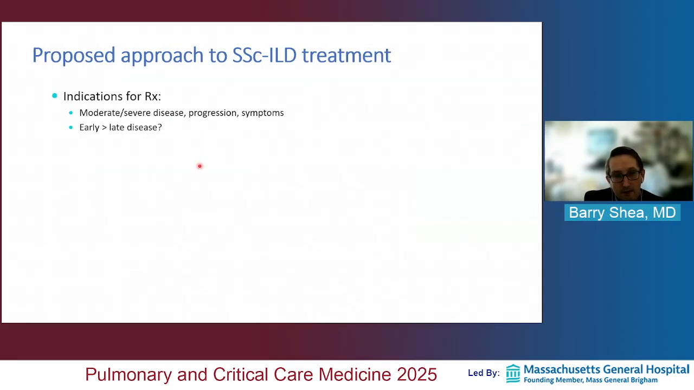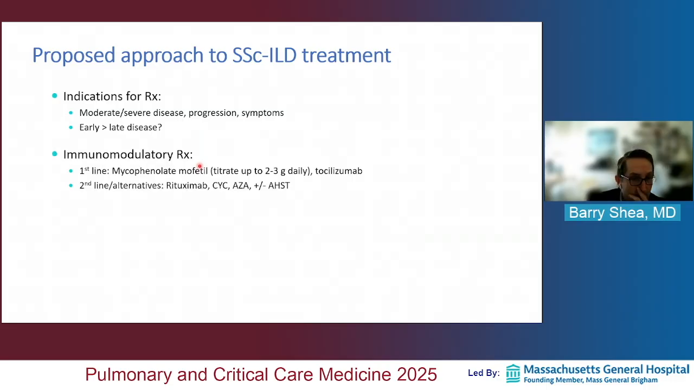So much like with rheumatoid arthritis, the indications for treatment in scleroderma lung disease tend to be those with symptoms, those with documented progression, or those with moderate to severe disease. There is some thought that treating patients earlier may be preferable to treating them later because we're perhaps getting at a more early inflammatory part of the disease process, but we don't know that for sure.